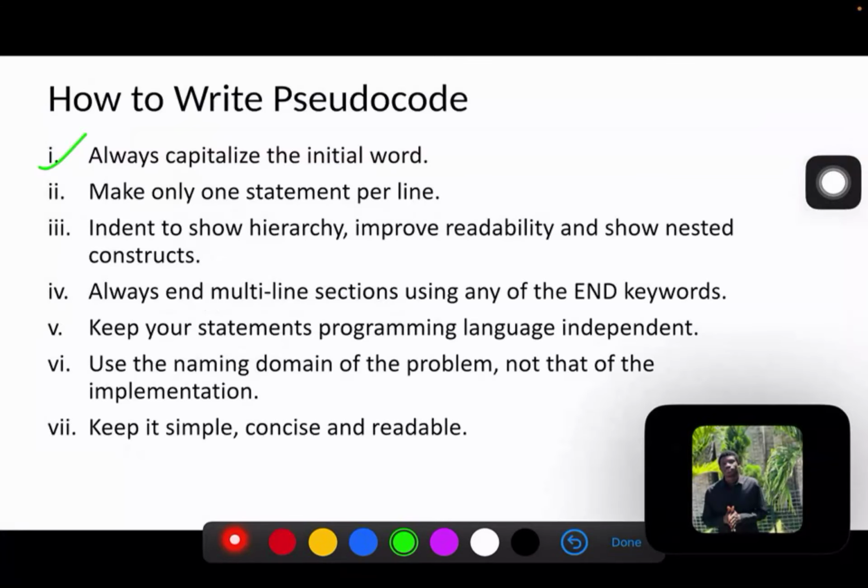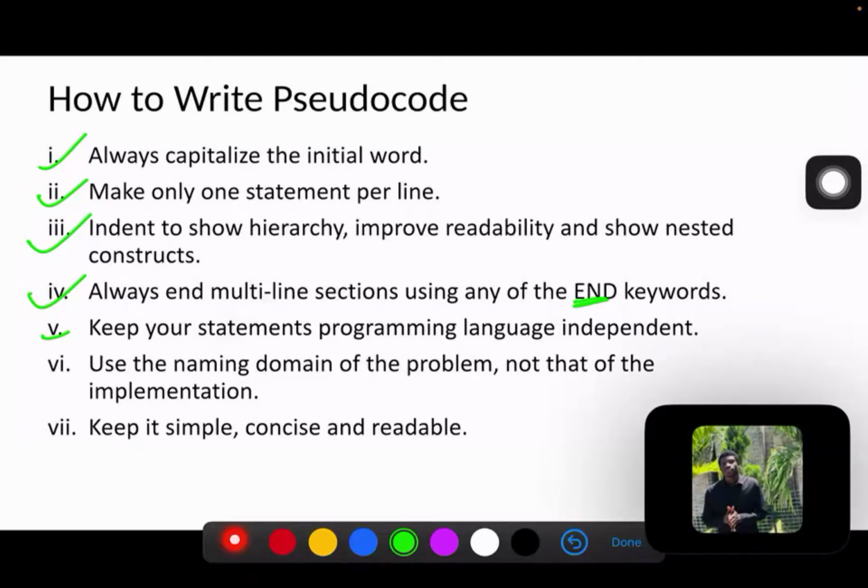So, like I was saying, capitalize each word, make one statement per line, indent where possible. Number 4, always end multi-line sections using any of the end keywords. So we'll see that very soon. Then number 5, keep your statements programming language independent. What we mean is that because you don't know any programming language yet, don't try and write C++, or C, or Java, or any. Just write what you know, which is English. Write it in short statements or phrases, so that everybody can understand and you yourself can read and understand what you mean.